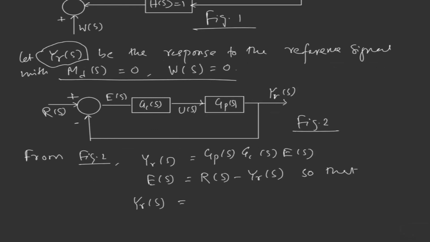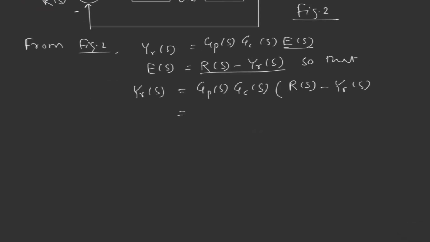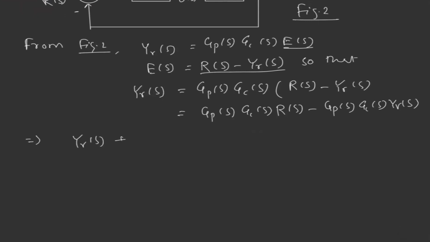So that we can write YR of S equal to GP of S, GC of S, and in place of E of S we can write this expression, R of S minus YR of S. If you multiply, we'll have GP of S, GC of S, R of S minus GP of S, GC of S, YR of S. And after rearranging the equations, we can write YR of S plus GP of S, GC of S, YR of S equal to GP of S, GC of S, R of S.